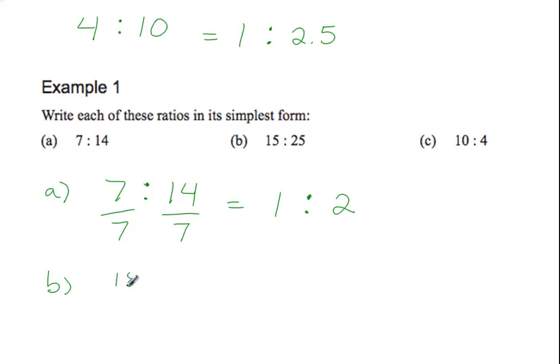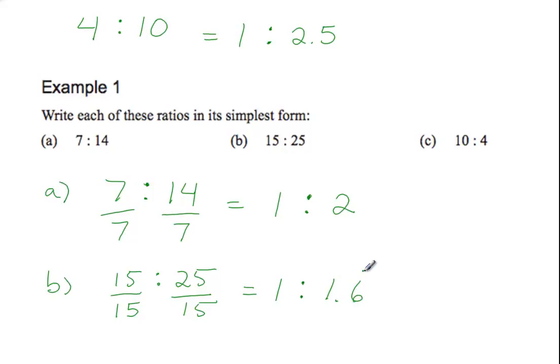B is 15 to 25. Let's bring that down to its simplest form. So we want to take the 15 and turn it into 1. Just like with the 7 and up here with the 4, we're going to divide 15 by 15. And if we do it to the left side, we do it to the right side, so we're going to divide 25 by 15 as well. 15 divided by 15 gives us 1. And 25 divided by 15, if we use a calculator, we find out that that is actually 1.66666.